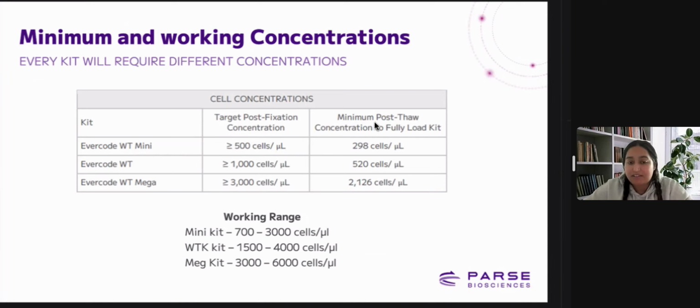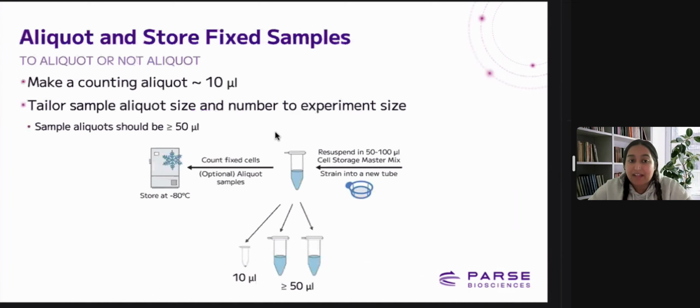So for this mini, for each sample, you need about 298 cells per microliter to load it. But that's why this target post-fixation concentration is so essential. When you count that last count, it helps us track and ensure that we have enough cells to go through the rest of the downstream applications. And then later, when you're aliquoting in the guide, it's going to ask you to carefully assess your final volume and then make your aliquots.